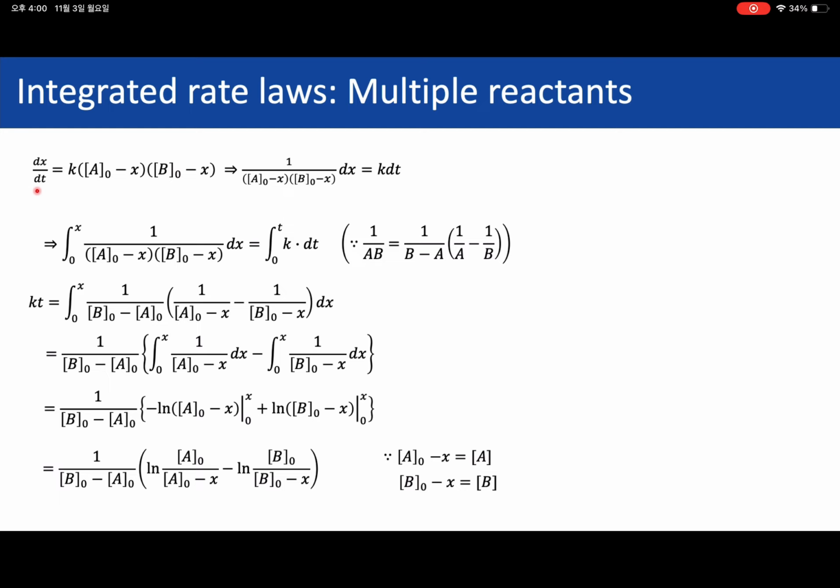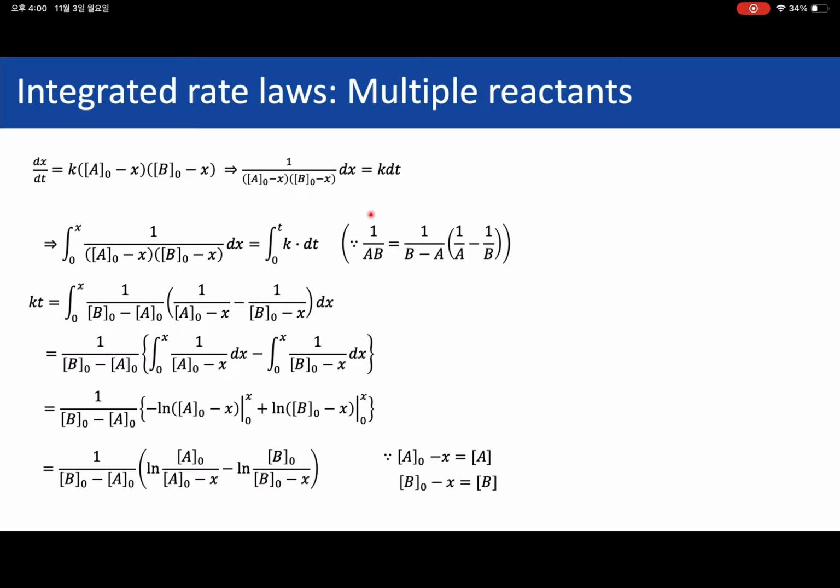Multiply both sides by dt, and divide by (A0 minus x)(B0 minus x). Then we have 1 over (A0 minus x)(B0 minus x) dx equals k dt. And just take the integral of the left and right hand sides, and we can find the solution. Here we have 1 over A multiplied by B, and with a simple mathematical relation, we can rewrite it.